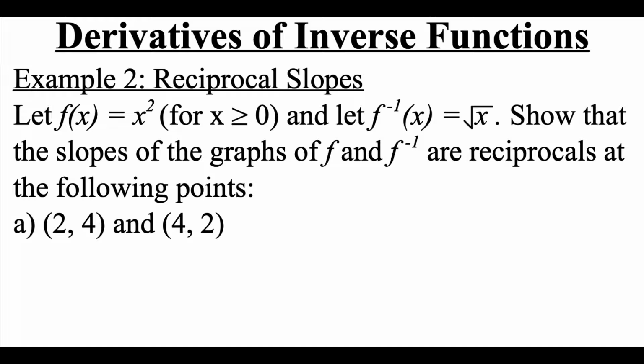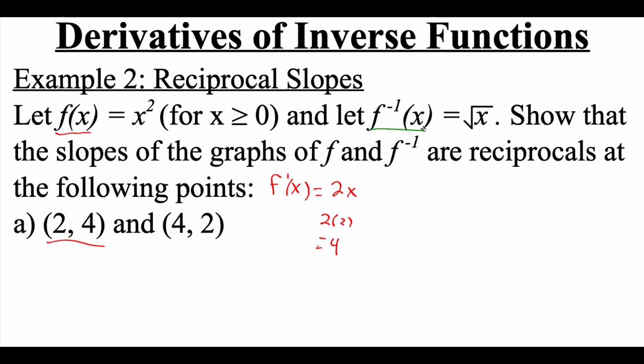And we want to show that the slopes of the graphs of f and the inverse of f are reciprocals at a few points. The first pair of points that we're going to look at are (2, 4) and (4, 2). So let's talk about this function f first, and let's find its derivative. If I want to do f prime of x, I'm just going to use the power rule there, and that's going to be 2x. Now we're going to look at this point (2, 4). If I plug 2 in here, we know that 2 times 2 is going to be 4. So f prime at 2 is 4.